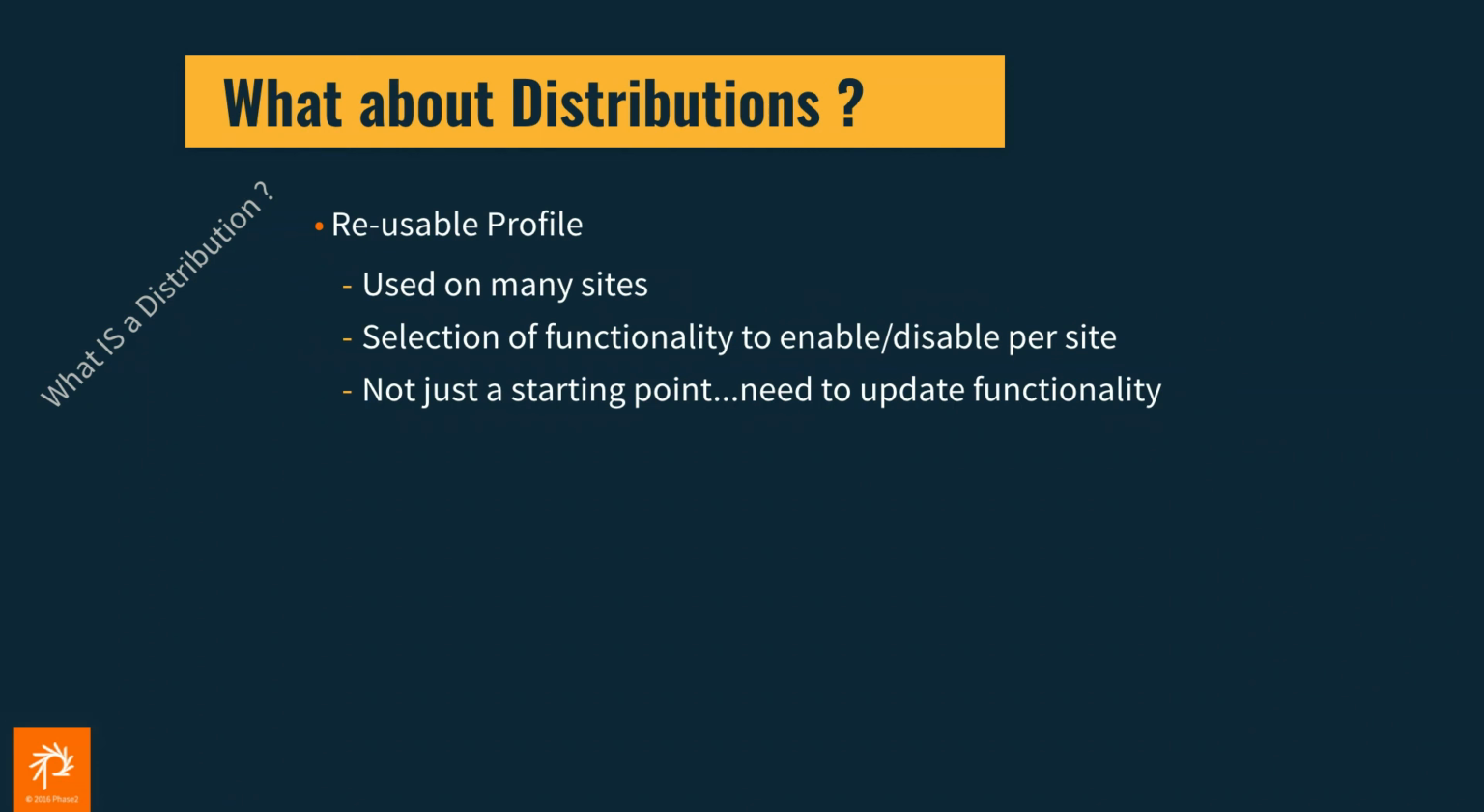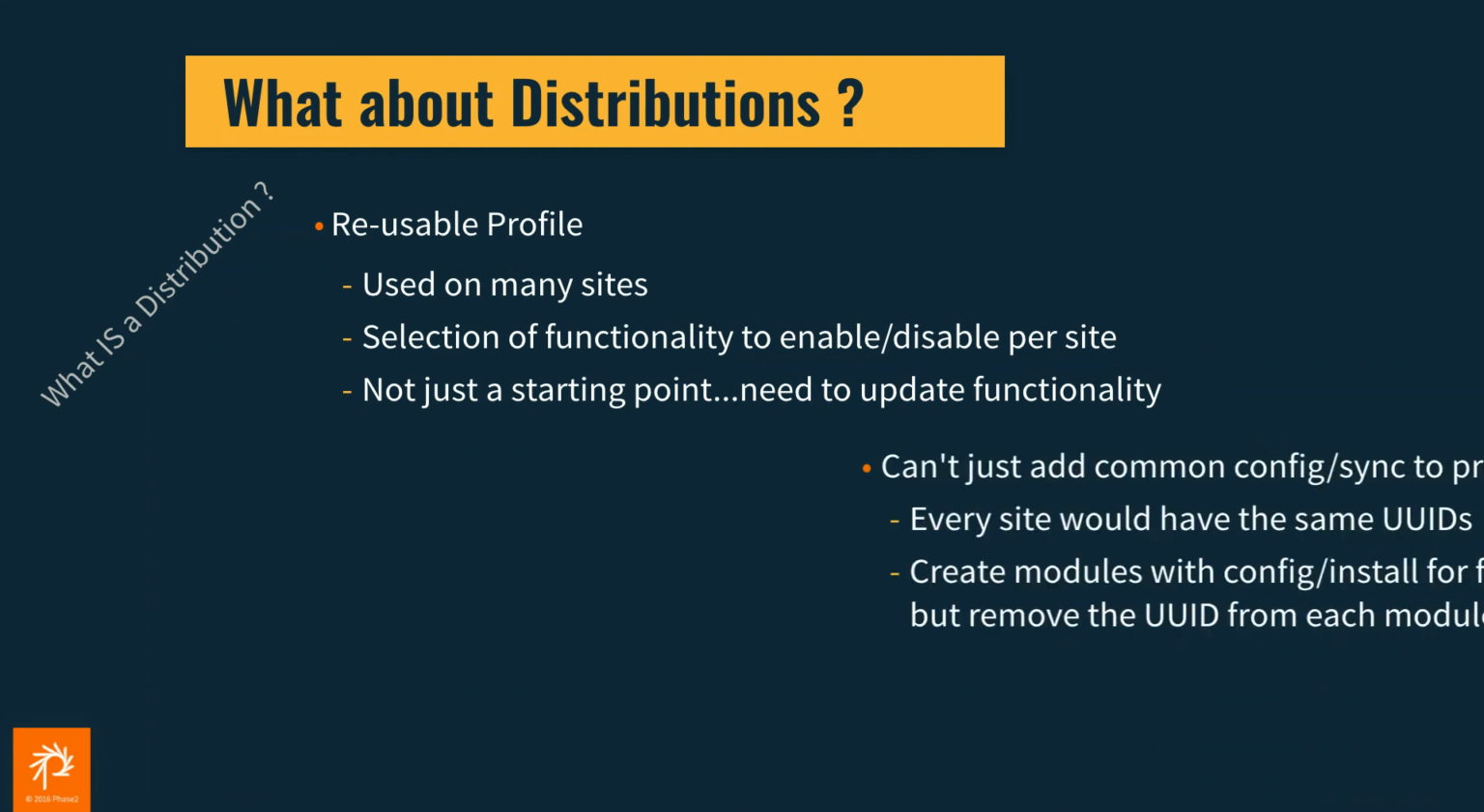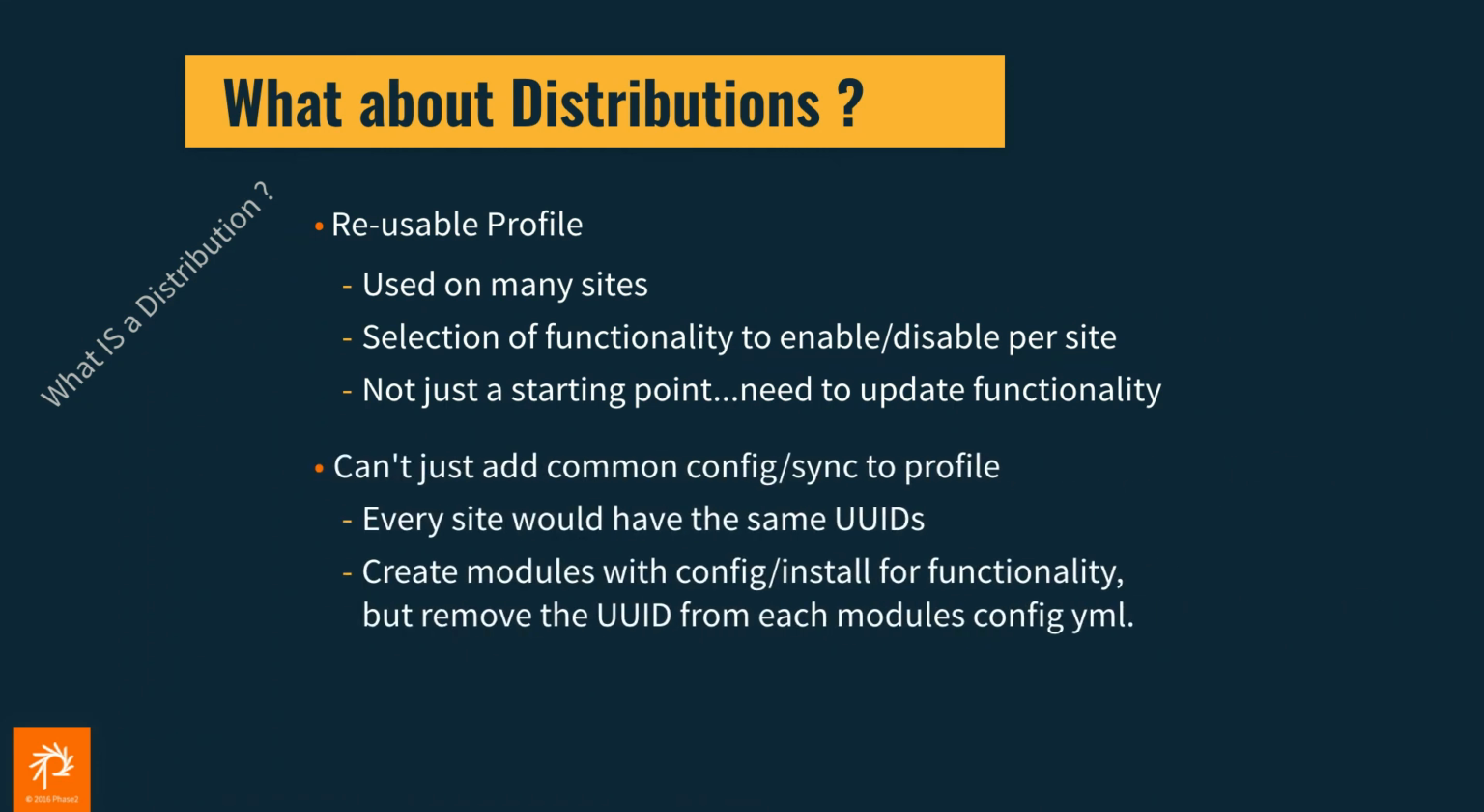That if you improve your blog feature, and you've got 1,000 sites using your distribution, you release a new version of the distribution and you have some update process that allows people to get the new version of that blog. And that's, again, something you don't typically do with just a profile. So how do you do that now?